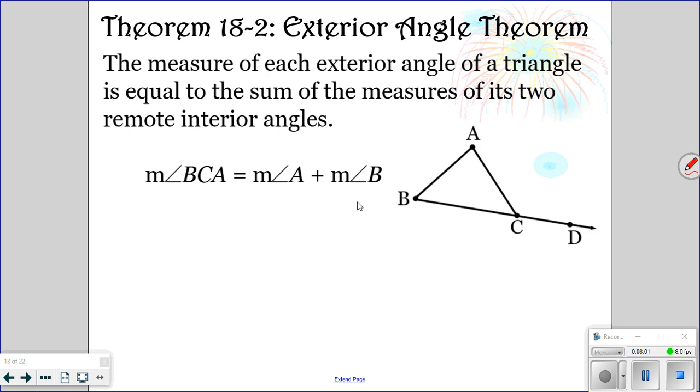So we're going to look at theorem 18.2. It's the exterior angle theorem. The measure of each exterior angle is equal to the sum of the measures of its 2 remote interior angles. So this says that the measure of angle DCA here is equal to the sum of this angle and this angle.